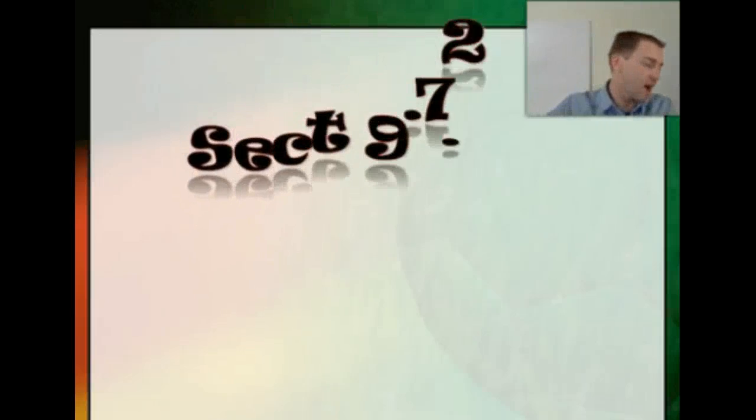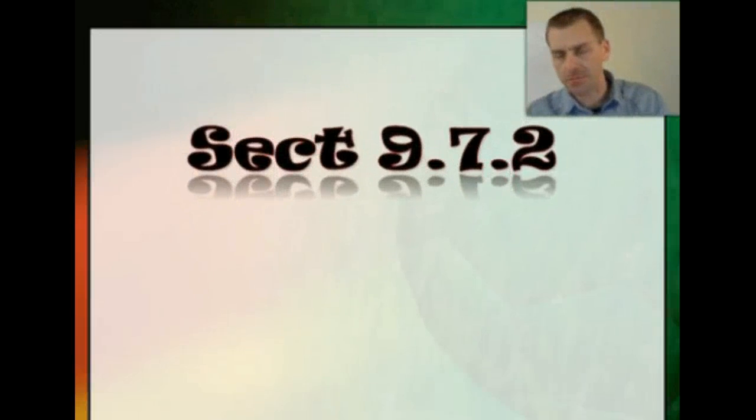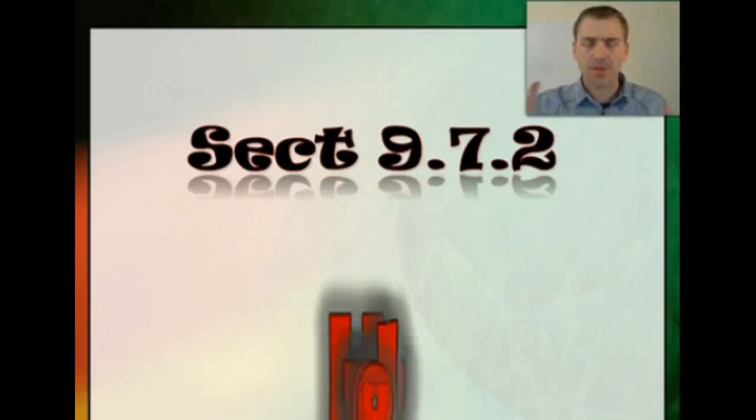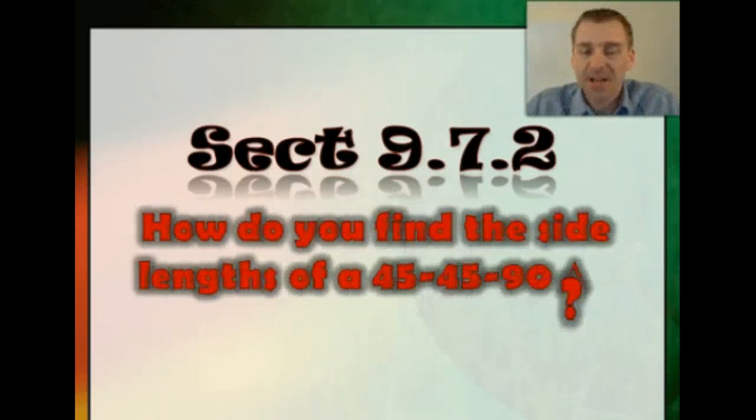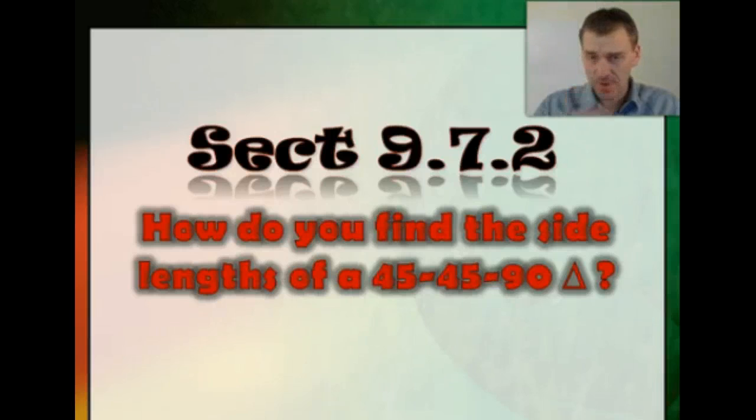What's the essential question? The essential question is this. In section 9.7, part 2, the essential question: how do you find the side lengths of a 45, 45, 90 triangle? That's right. The first video in this section was 30, 60, 90. Remember, 30, 60, 90 had nothing to do with side lengths. Again, it has to do with angles. Same thing with 45, 45, 90.